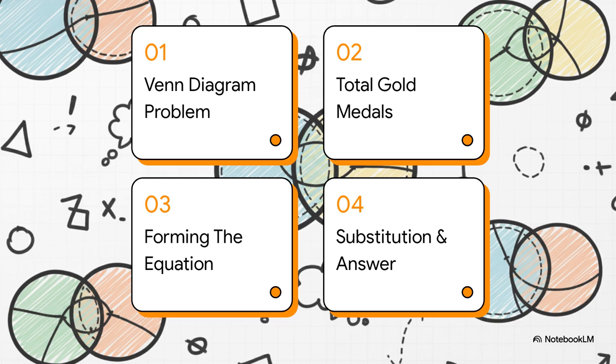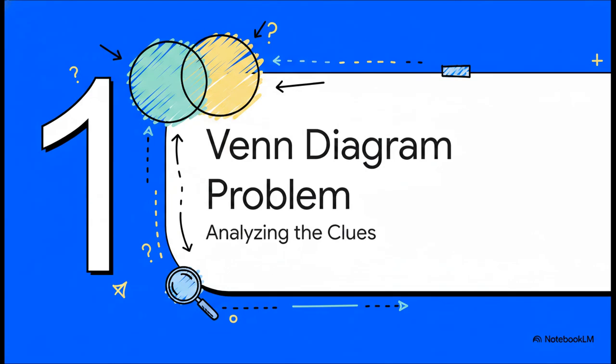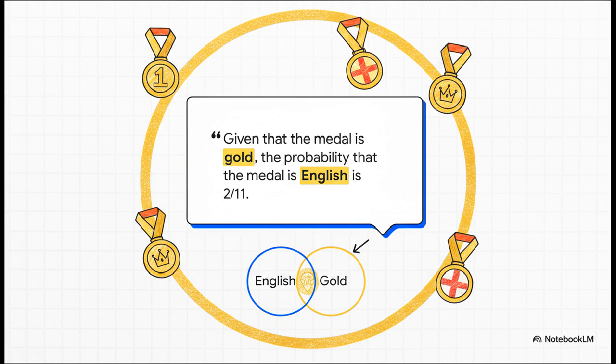Let's dive in. Okay, starting right off with section 1, the Venn diagram problem. So here's the exact problem statement that sits next to our diagram. It says, given that the metal is gold, the probability that the metal is English is 2 over 11. Work out the number of metals in Vicky's collection. Now, I really want to emphasize that very first phrase. Given that the metal is gold is literally the anchor for this entire problem. It's basically screaming at us that we aren't looking at the whole collection of metals right now. We only care about the gold ones.